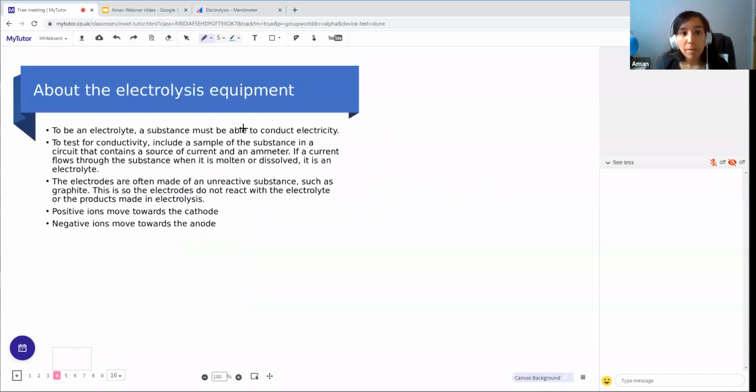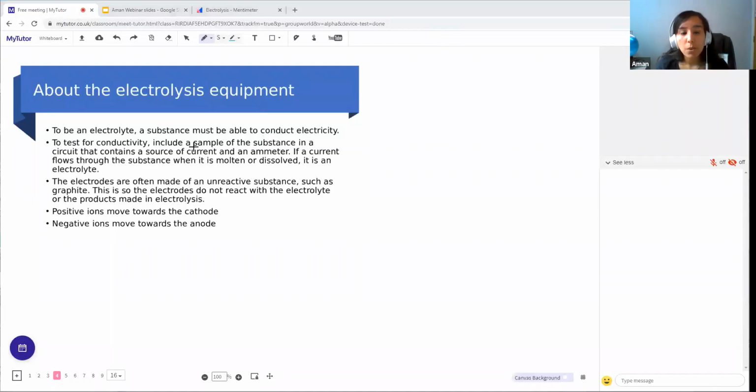Okay, so just a bit about the electrolysis equipment then. To be an electrolyte, a substance must be able to conduct electricity, which we've already covered. We can actually test for conductivity, which you may have covered in your physics sessions. And so we include a sample of the substance in a circuit that contains a source of current and an ammeter. What does an ammeter do? Does anyone know from their physics sessions? I know you've definitely covered circuitry. So what does an ammeter do? Good, it measures current. Yep, so that's why we have it in there.